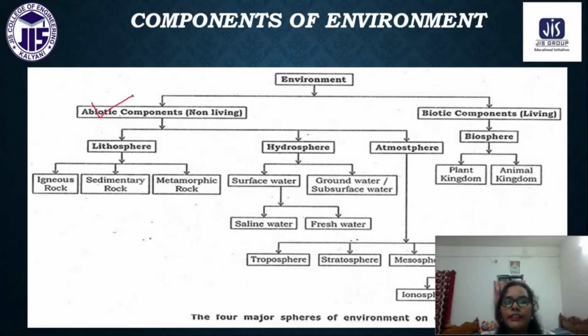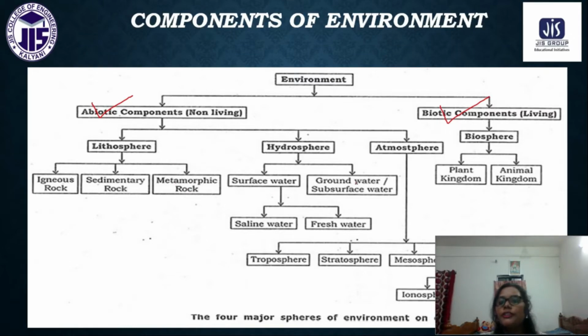One is abiotic components and one is biotic components. Biotic components means all the living organisms we have. Abiotic components are again of three types: lithosphere, hydrosphere, atmosphere. As I told you, lithosphere has igneous rock, sedimentary rock and metamorphic rock. So these are the three types of lithosphere we have.